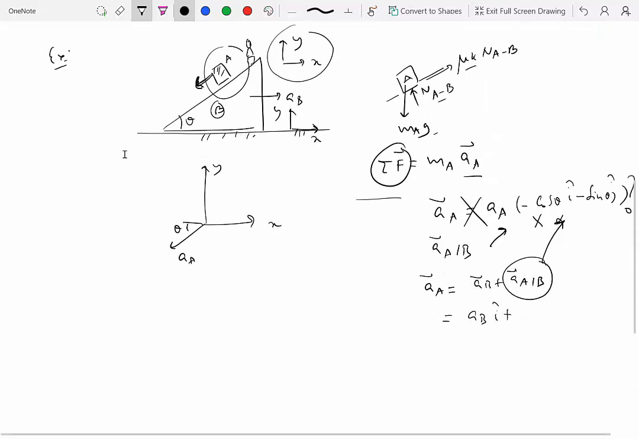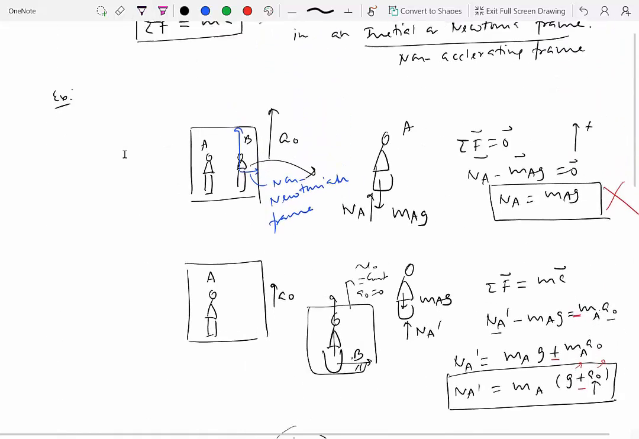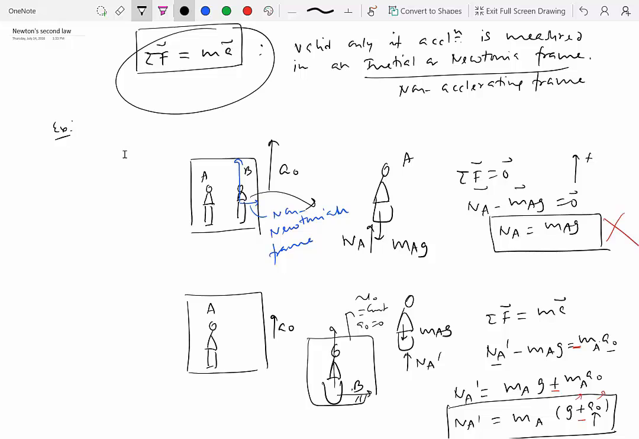Okay, so the basic summary is: do not use the equation sigma F equal to ma in a non-Newtonian or non-inertial reference frame. Make sure that if you are measuring accelerations, you are measuring acceleration with respect to a frame that is either not moving or is moving with constant velocity.